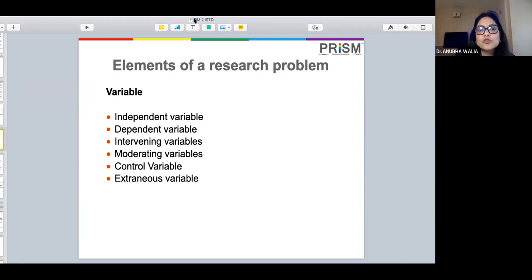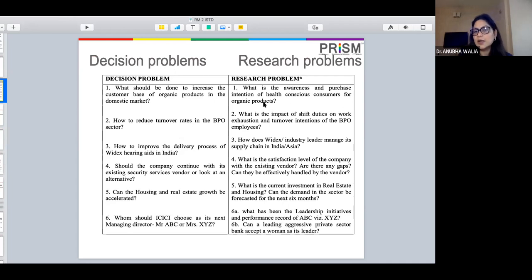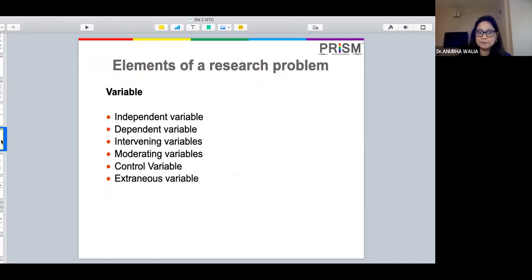I'll just look at the chat box you have. Yep, age group, demography, definitely, Ashish, those are the ones, right? So please remember that whenever you're writing a research problem, there is a clear-cut independent and dependent variable. That's why you will see all the aspects are very clear here. Organic products, health consciousness, and turnover, exhaustion. These are all dependent and independent variables that go simultaneously.